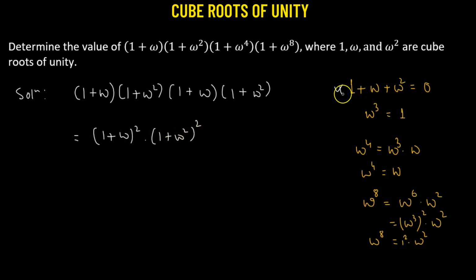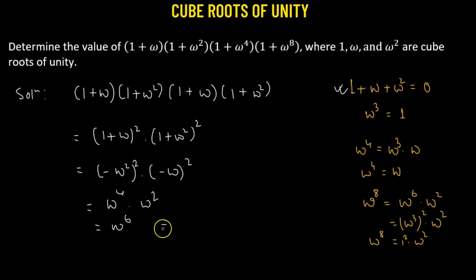Now we will use this property: 1 plus omega plus omega squared equals 0. The sum of the roots is 0, and we can rewrite our expression here. So we have 1 plus omega, so this becomes negative omega squared, raised to the power of 2, times 1 plus omega squared, so this will become negative omega, raised to the power of 2, which gives us negative omega squared whole squared, so that's omega raised to the power of 4, multiplied by negative omega squared, so that becomes omega squared.